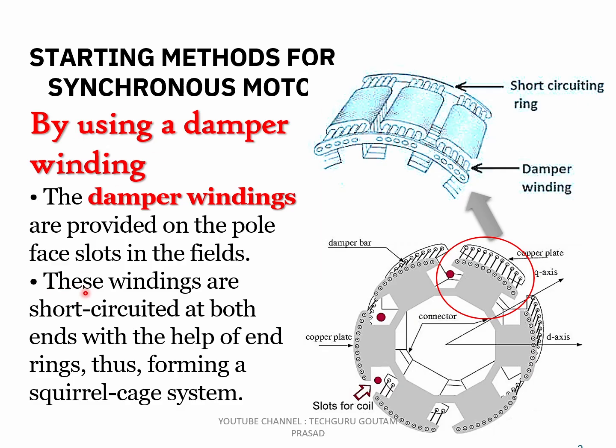Basically, these windings are short circuited at both ends with the help of end rings, thus forming a squirrel cage system. Here also this rotor has been shown, and the damper copper plates are shown. These are damper bars, and the copper plate is used to short circuit these bars. And these are the slots in which the DC winding is placed.